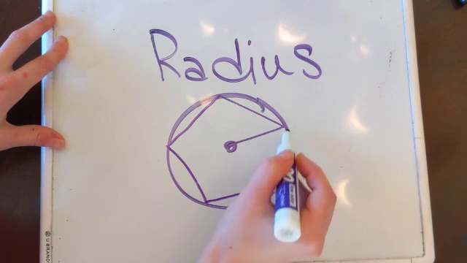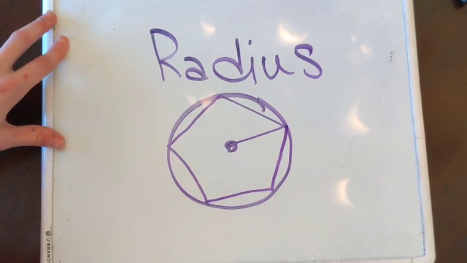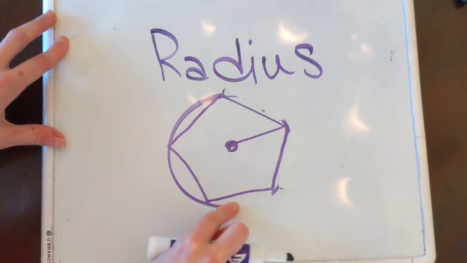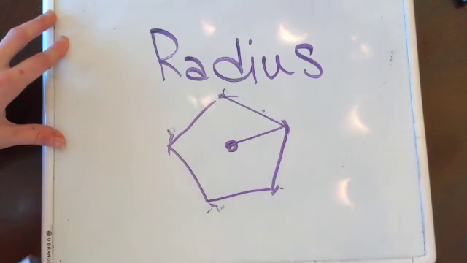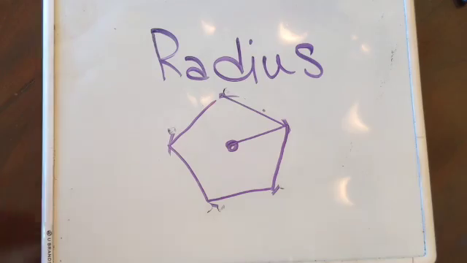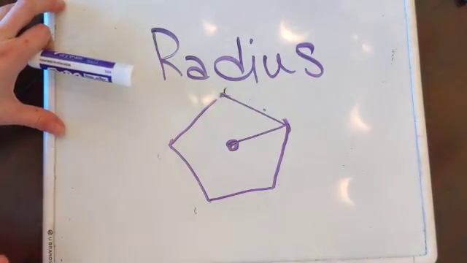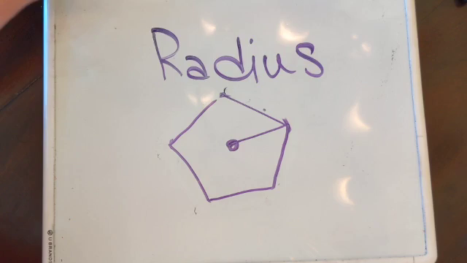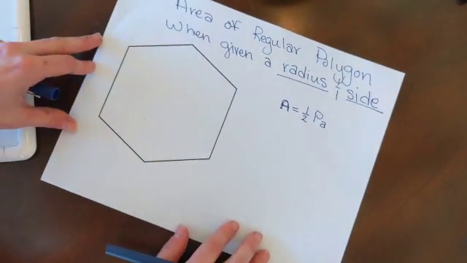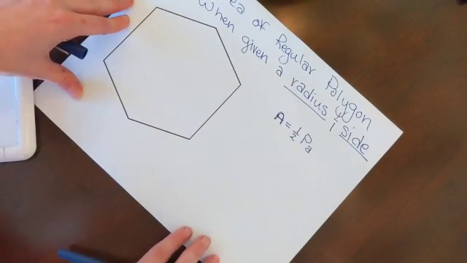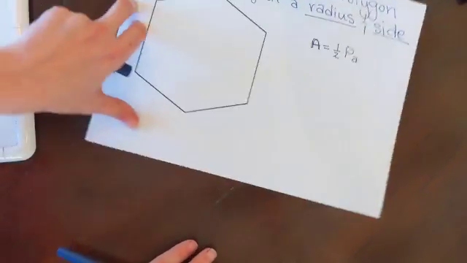And if you notice, they both share the same center and they both have a radius, but the radius for the regular polygon actually connects to the vertex of our polygon, or the corner. So we're going to use a hexagon as an example to understand this concept a little more.